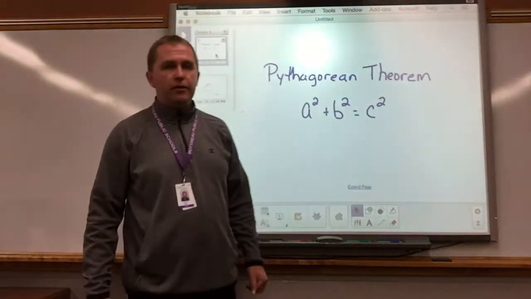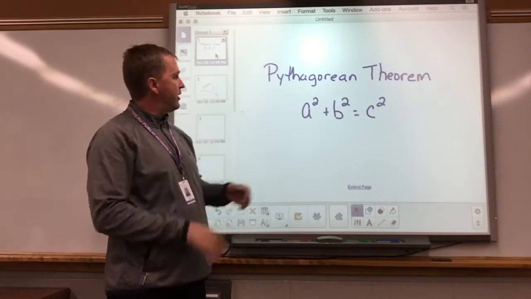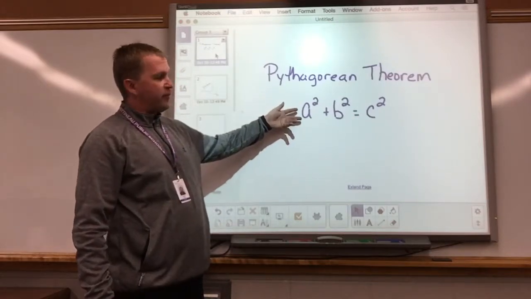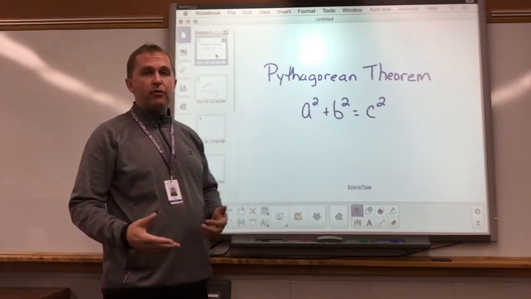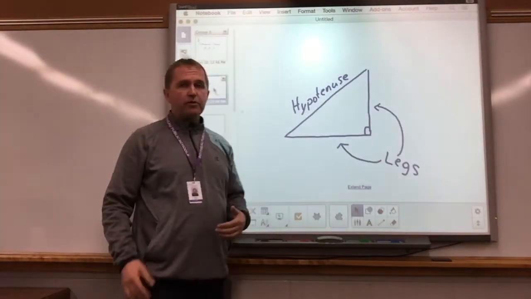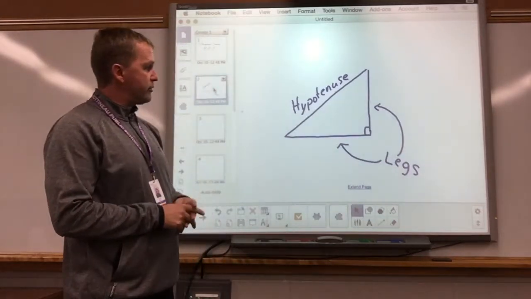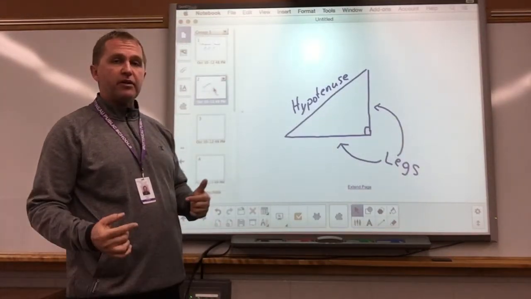All right, in this video, we're going to discuss the Pythagorean Theorem and how it is used. The theorem itself is a squared plus b squared equals c squared, and we want to look at where we can actually use that. If we look at, first of all, a right triangle, which is where Pythagoras' theorem is actually used, we first have to make sure we understand the parts.